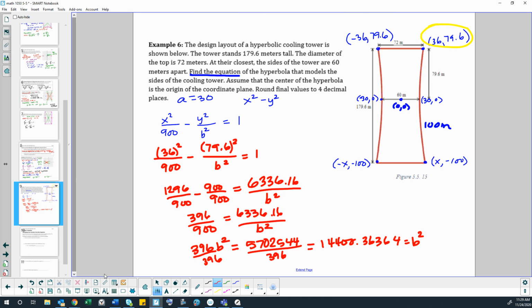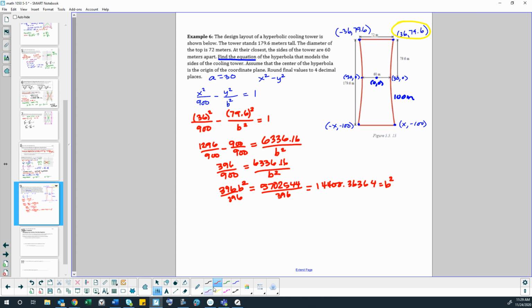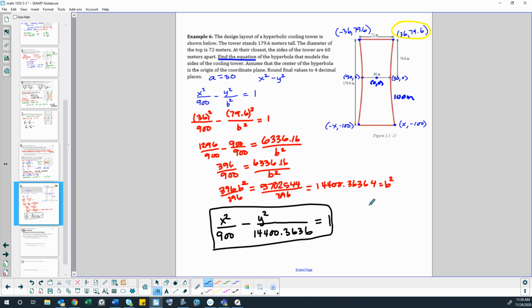So finishing up the problem, we have x squared over a squared, which is 900, minus y squared over 14,400.3636. Extend my fraction line a little bit there. Equals 1. And there's the equation for this hyperbolic cooling tower. So now the engineers know all the specifications and can use the equation to find all of the points that they need to build it correctly.